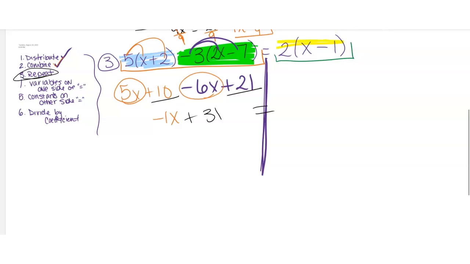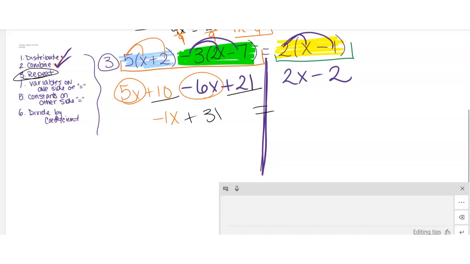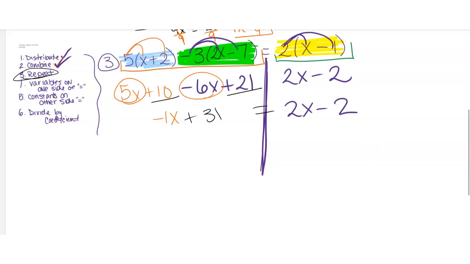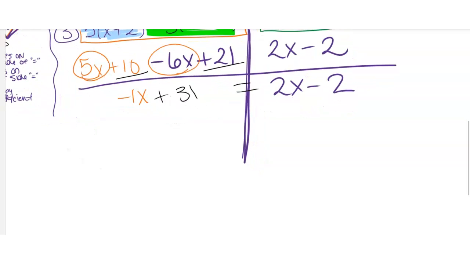So notice that we have distributive property here. We have one set, so we multiply 2 times x and then 2 times negative 1. Can we combine like terms? The answer is no. There's nothing I can combine the x with or the negative 2 with. So I'm just going to bring it down to the same level as the other side of the equal sign.